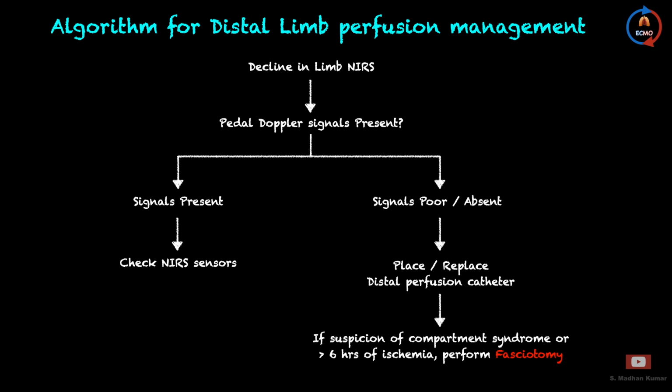It's advisable to use NIRS and Doppler to monitor distal limb perfusion during VA ECMO. If the trace on the limb NIRS seems less, pedal Doppler signals should be evaluated. If signals are present, the NIRS sensor should be replaced. If the signals are decreased or absent, the arterial distal perfusion cannula should be placed or evaluated and replaced if dysfunctional. If limb compartment syndrome is suspected or the limb has been ischemic for more than 6 hours, fasciotomy should be performed.